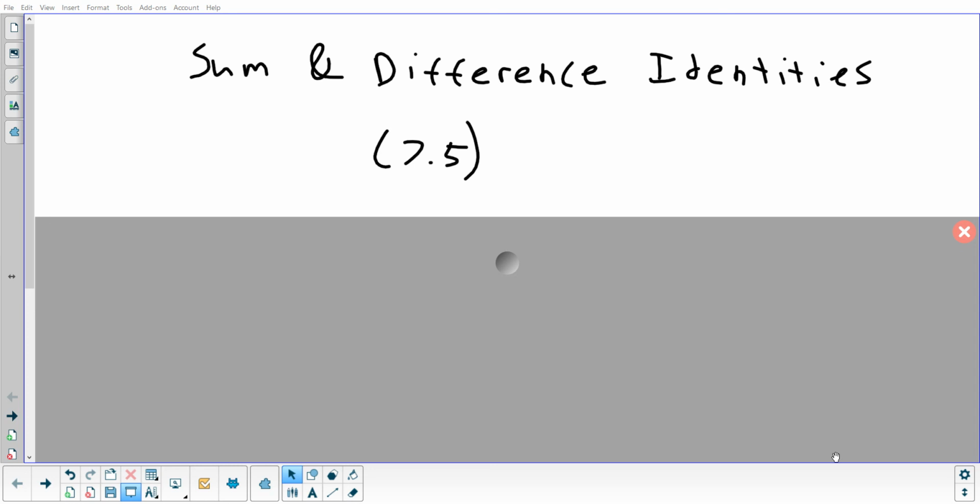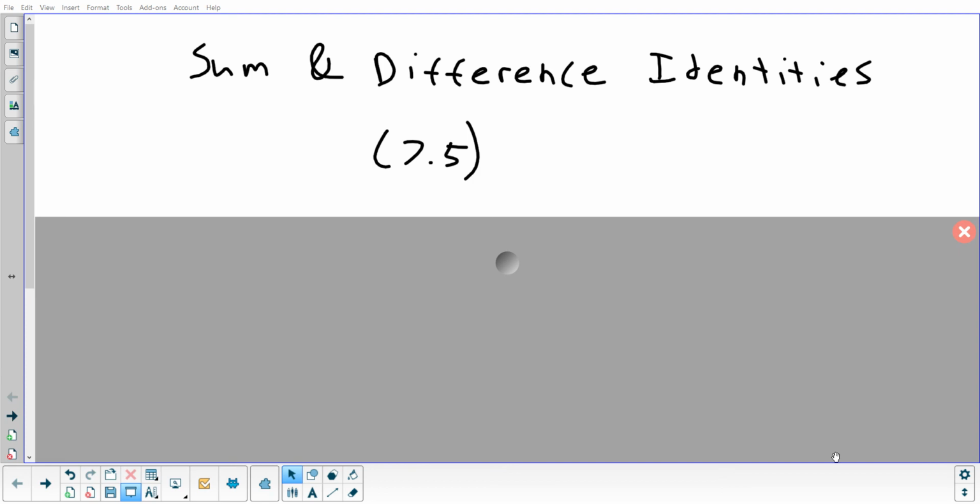So we're going to start off this week by looking at 7.5. Okay, when we left off in 7.4, we were talking about different kinds of identities. We broke them down into different categories. We had reciprocal. Okay, we use those all the time, like if you're going to type in secant or cosecant in the calculator, we have to flip, do 1 over.